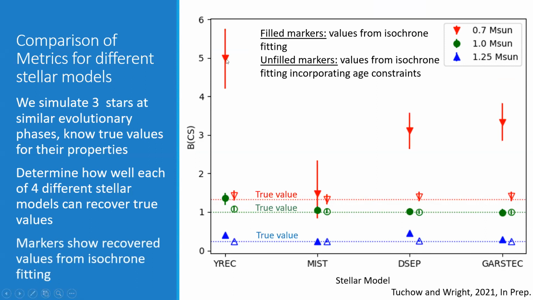So the filled markers show the recovered values from isochrone fitting. And one can see that the relative ranking of these metrics is relatively the same for all these different stellar models, but the actual values of the metrics themselves between the stellar models can vary quite substantially. And furthermore, the low mass star, which is the 0.7 solar mass star in these red markers, has large variation between the models and large variation due to systematic uncertainties, and the ages of low mass stars are pretty difficult to constrain.